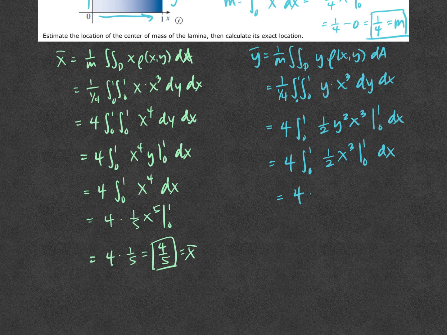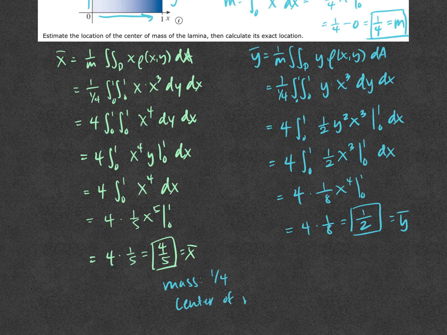So we have 4 times, when we integrate, we get 1 over 2 times 4, which is 8, x to the fourth from 0 to 1. So that gives us 1/8 minus 0, which is 1/8. So we get 4 times 1/8, which is 1/2. So when we do this problem, our mass is 1/4, and our center of mass is at the point 4 over 5, 1/2. We estimated that to be 1/2, so that's pretty good. And 4 over 5 is about where we drew it to be, about where we thought it may be. So that's not too bad.